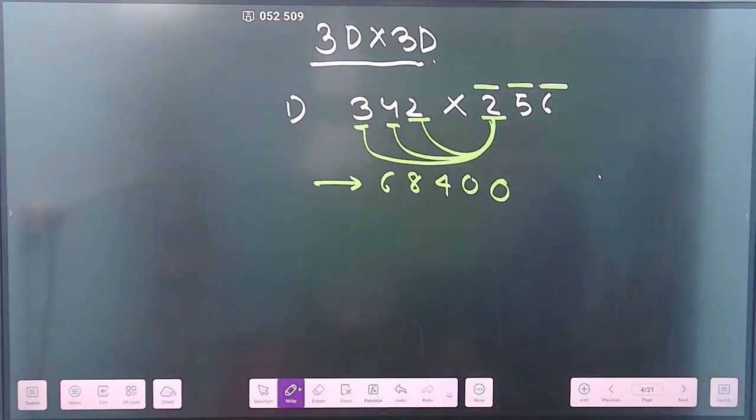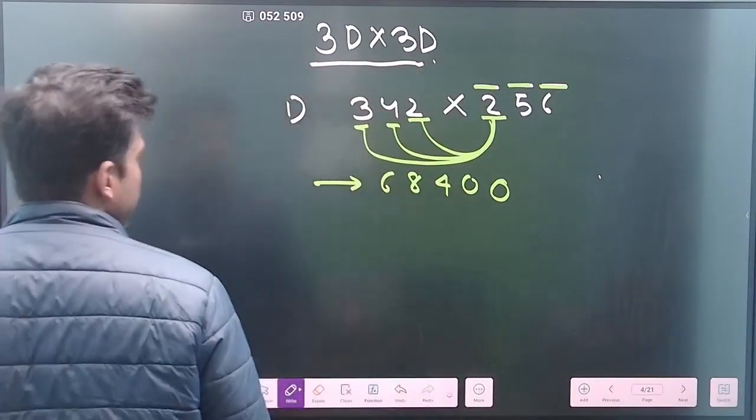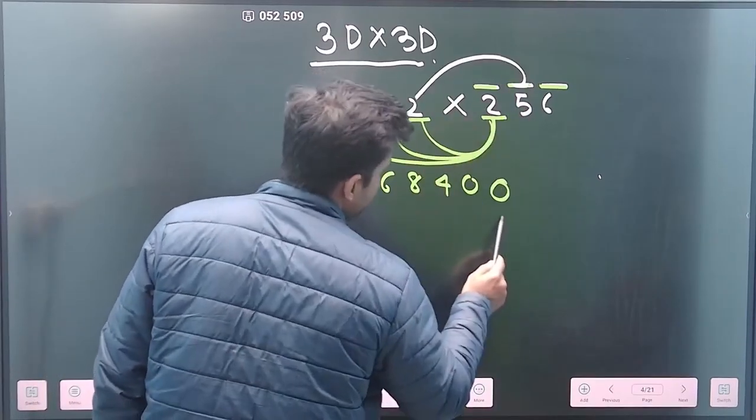I hope Sangeeta, you got this, correct? Let's go for step number 2. If I go for step number 2, now this is the turn of this number. 5 2s are 10. Put 0 here.